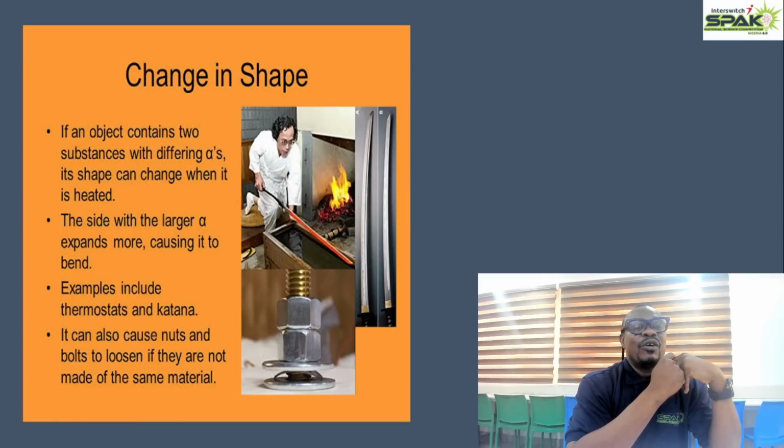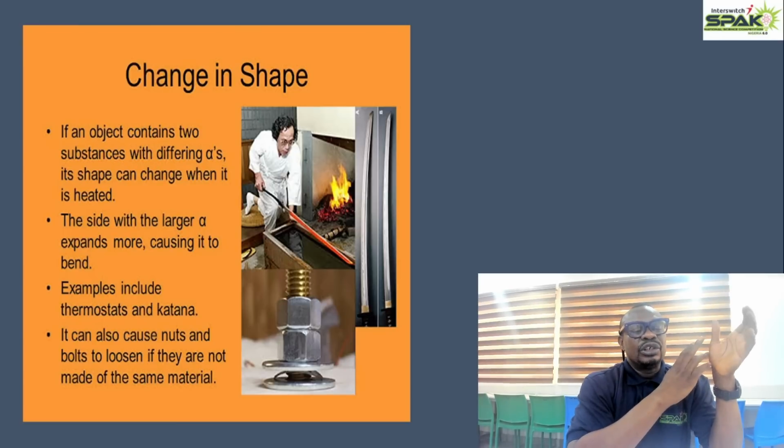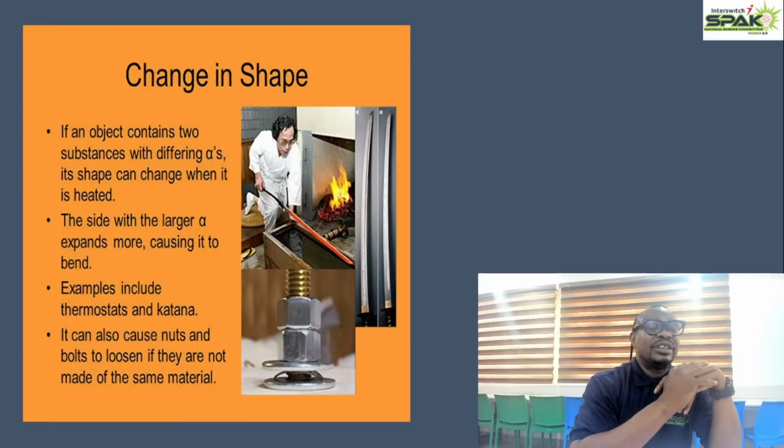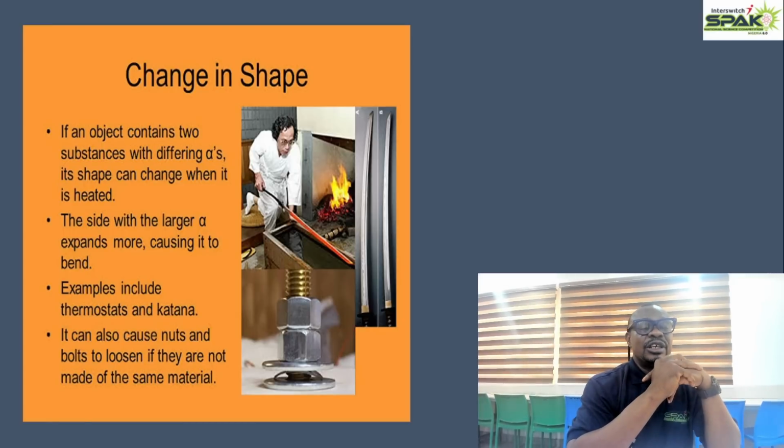Now this aspect of change of linear expansivity, that is change in the shape, is applied when it comes to loosening of knots or tightening of knots. It comes into play when they talk about the bimetallic strip, thermostat, and the rest of them. Even in your fire alarm system, that is an advantage of expansion, linear expansivity, basically.